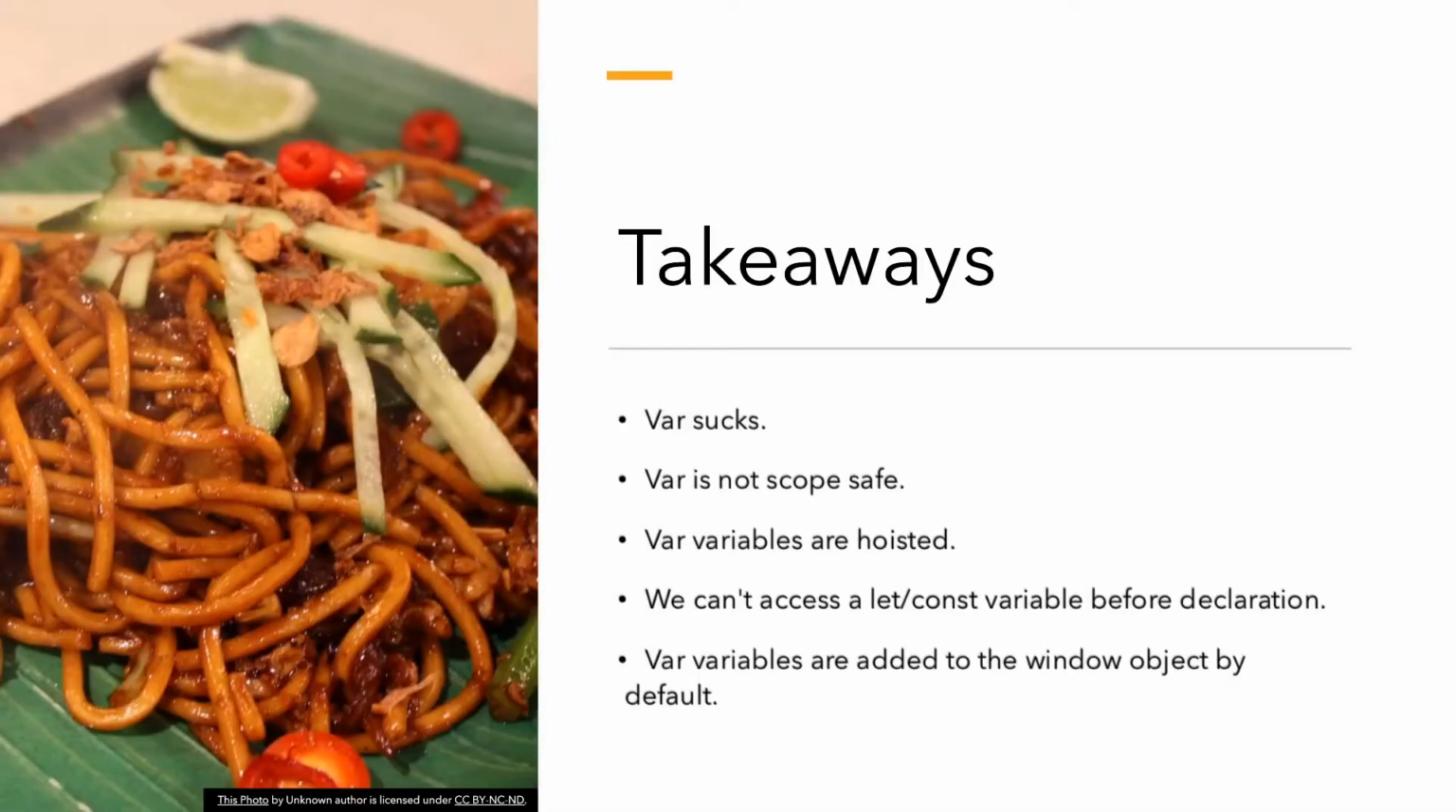Alright, key takeaway, var sucks, and var is not scope safe. Var variables are hoisted up. That means they are raised to the top of the global scope. We can't access a let or const variable before declaration. And finally, var variables are added to the window object by default. That's it for now, and I'll see you again shortly.